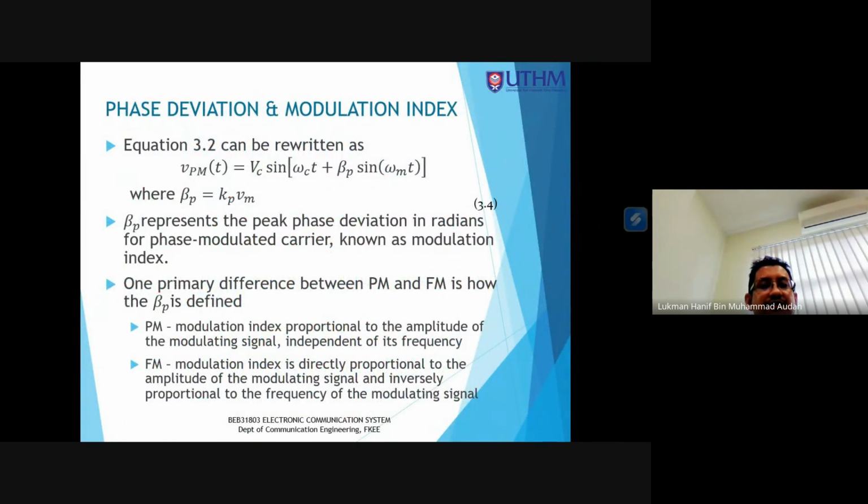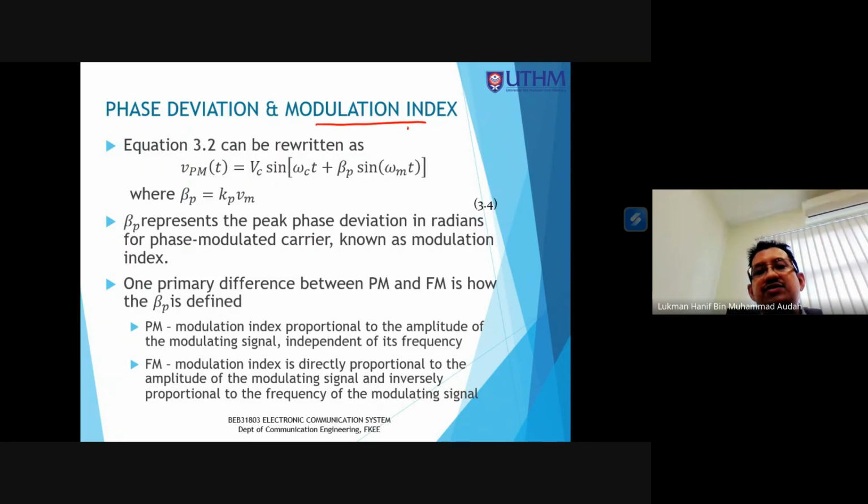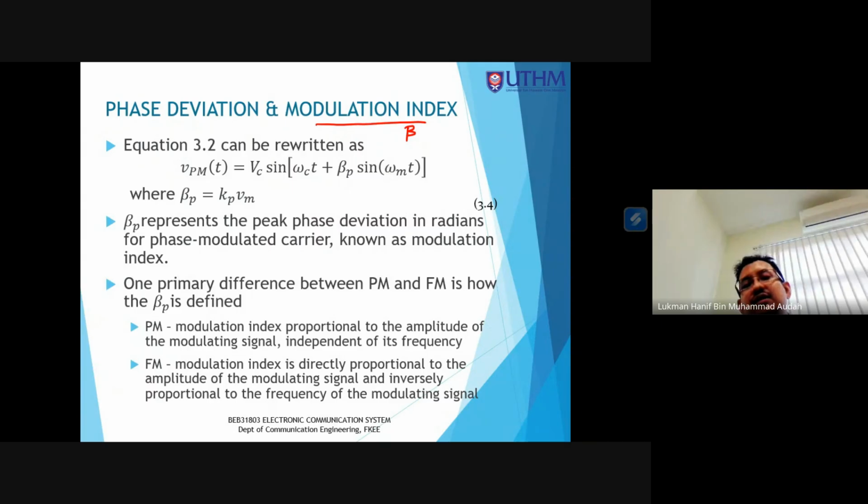If you see from here, phase deviation and modulation index. Now we want to go through the modulation index. Modulation index is represented by the parameter beta. Parameter beta is the modulation index. Now we have two types of modulation index. We have the phase modulation index, beta P.